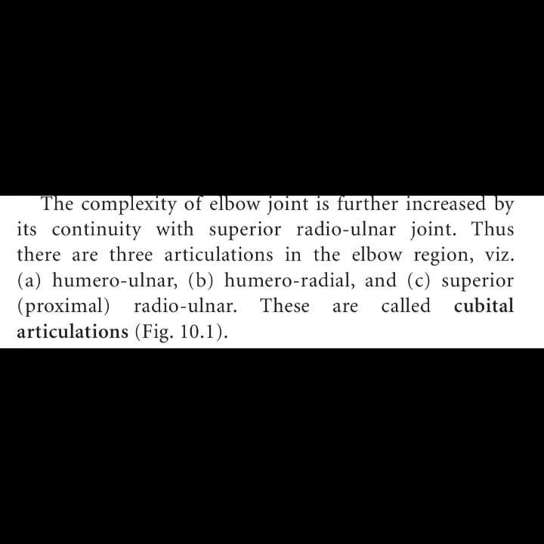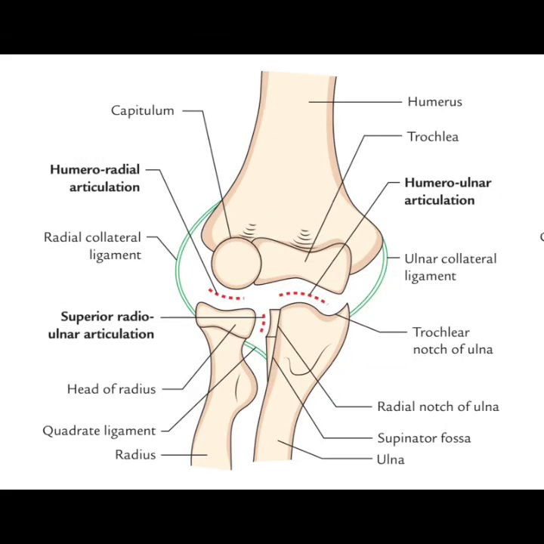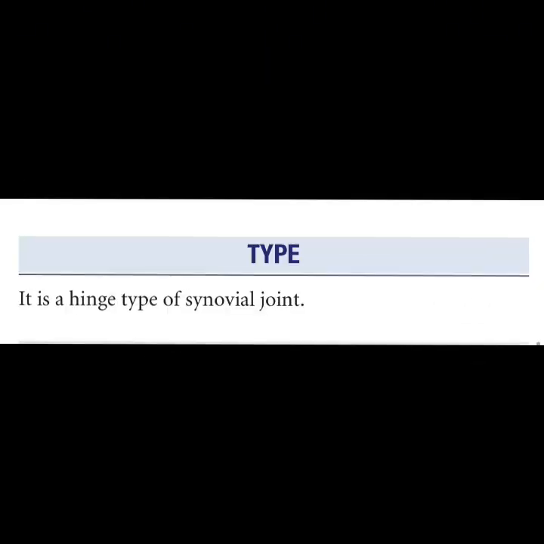So the complexity of the elbow joint is formed by what? The superior radial-ulnar joint, the humeroradial joint, and the humero-ulnar joint. So hope you understood everything I've talked about here. Since we are done with the introduction to the elbow joint, the next one is the type.